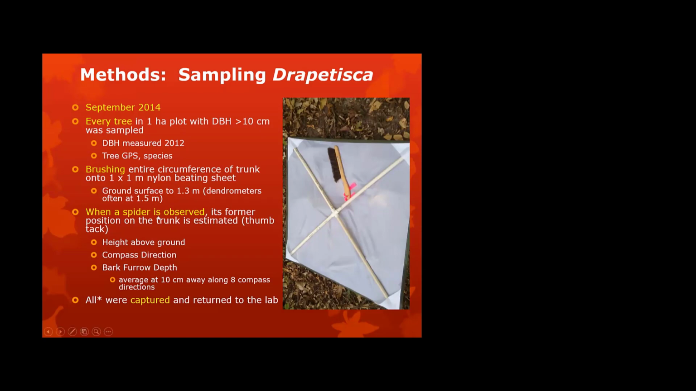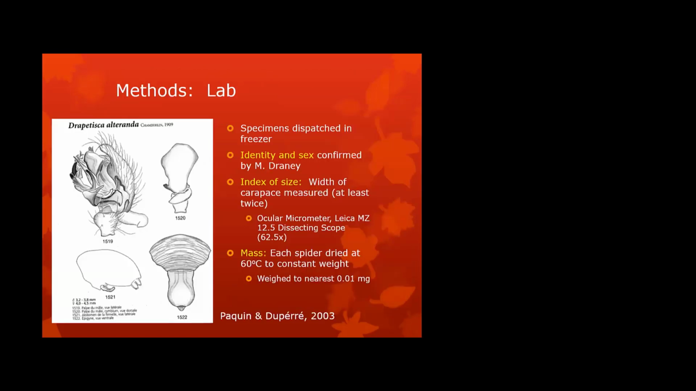When a spider was observed, its estimated position on the trunk was marked with a thumbtack, and then we could measure the height above the ground and compass direction. We also quantified the depth of the bark using a dowel at 8 compass points around that estimated position. And then we captured almost all the spiders, all but one or two, and returned them to the lab.